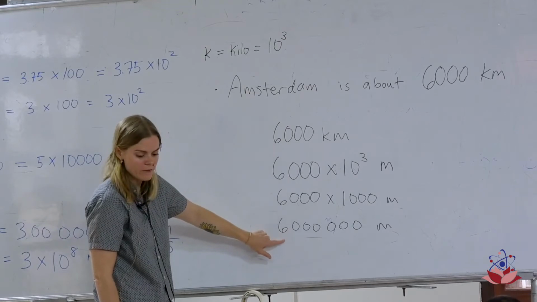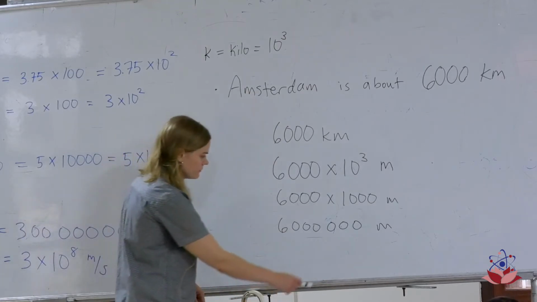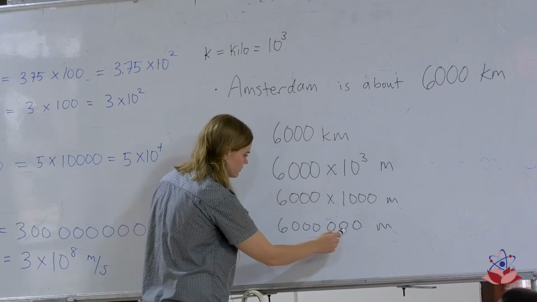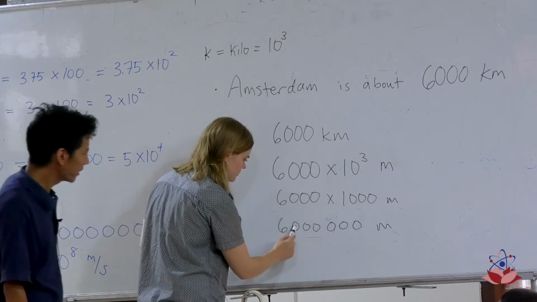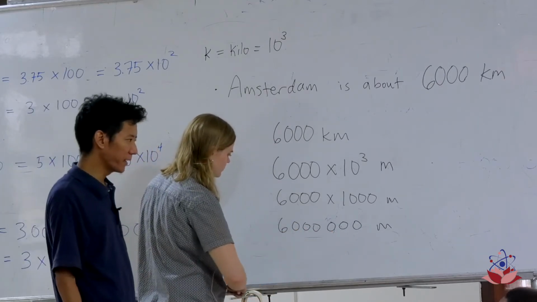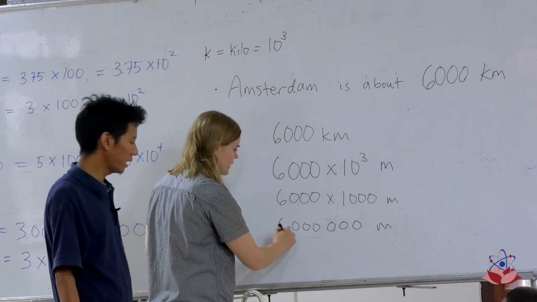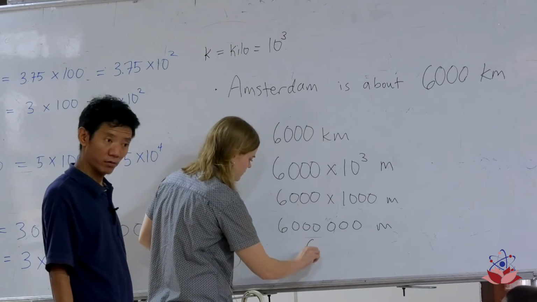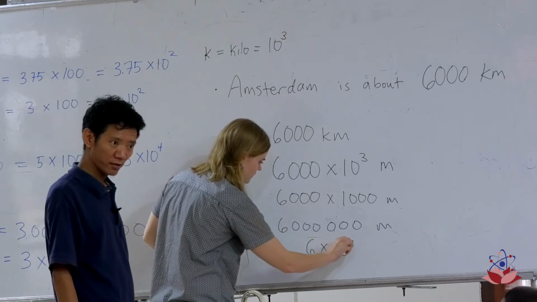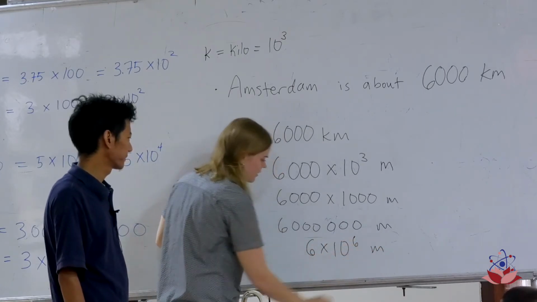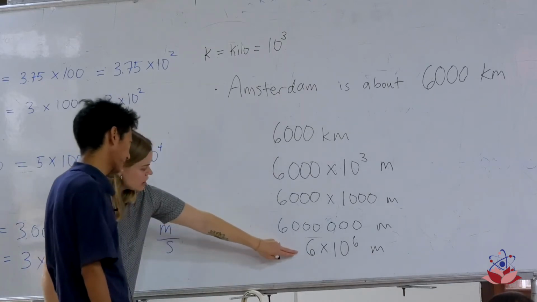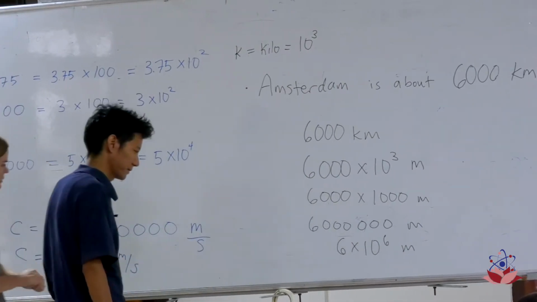Okay, so can I convert this to scientific notation? 6 into 10 to the power 6. So in scientific notation, this is 6 times 10 to the 6 meters.